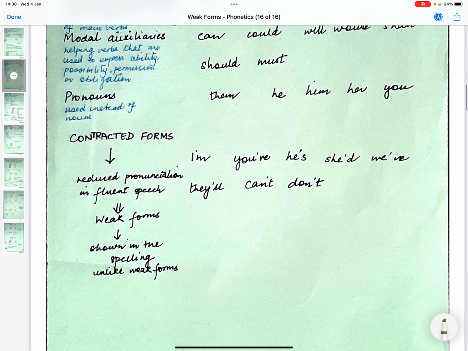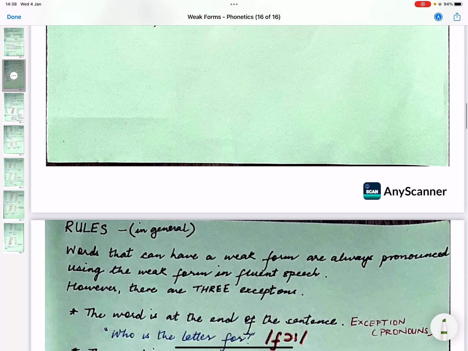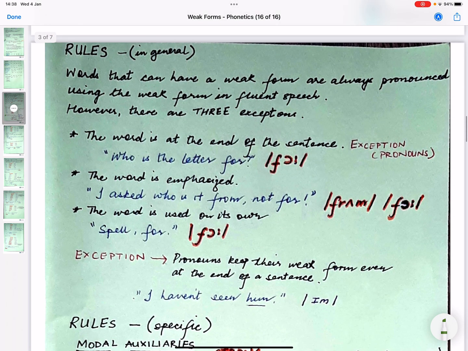Contracted forms, they are weak forms. They are reduced in pronunciation in fluent speech, and they are like weak forms. The only difference is that you see it in the spelling, like I'm, you're, he's, he'd, we've, they'll, can't, and don't. So all contracted forms are weak forms. Remember that. Let's have a look at the general rules.